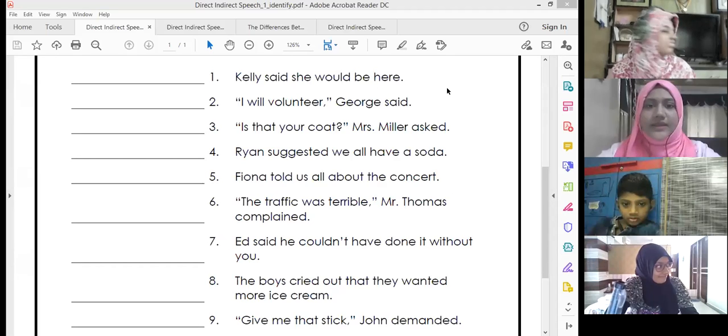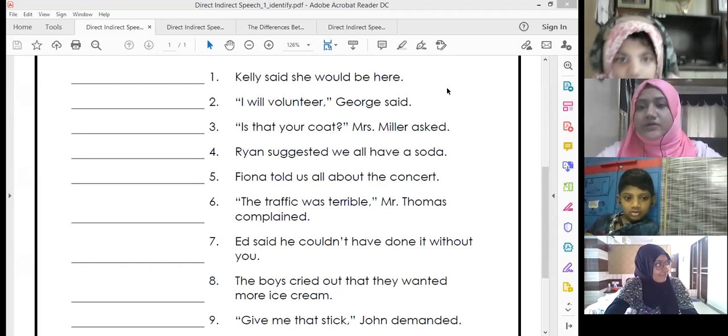All right. So I assume you guys have understood what is indirect speech and direct speech. How about we go ahead and identify a direct and indirect speech? Very simple. You just have to read the sentence and tell me whether it would be direct speech or indirect speech. Okay. The first one. Kelly said she would be here.